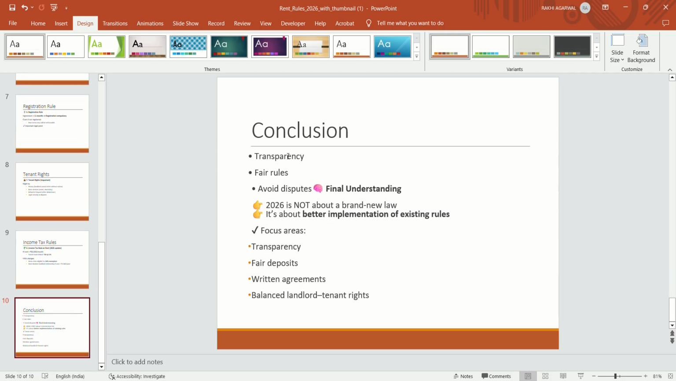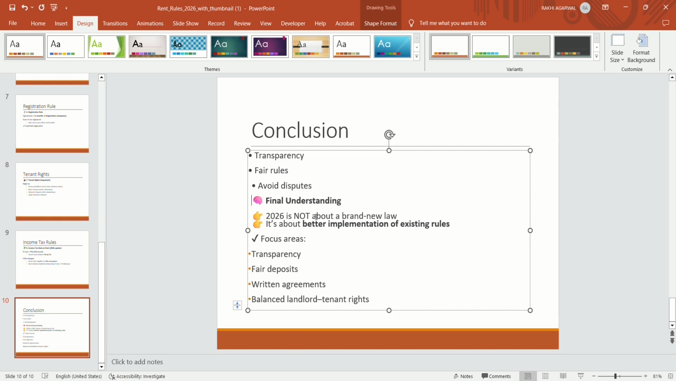Conclusion. Transparency is important. Fair rules are important. Avoid disputes. Final understanding: 2026 is not about a brand new law. It is about better implementation of existing rules. The focus areas are transparency, fair deposits, written agreements, and balancing landlord and tenant rights.